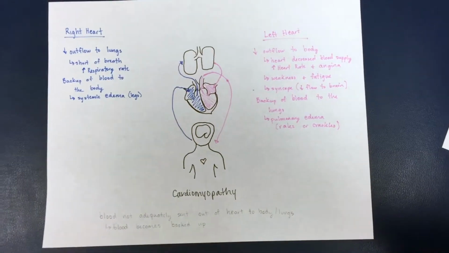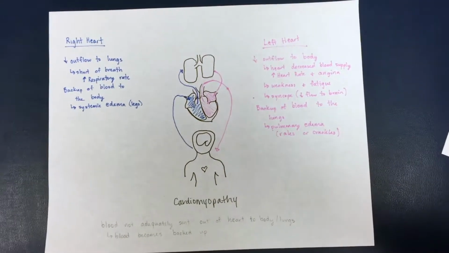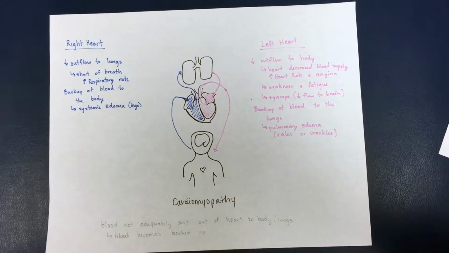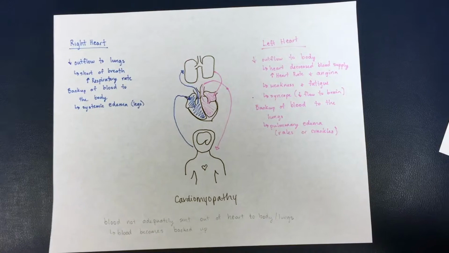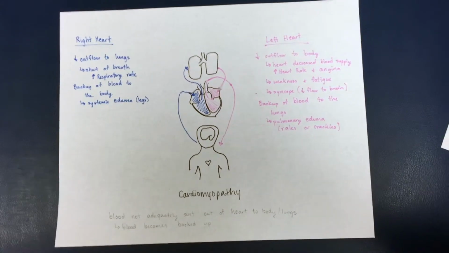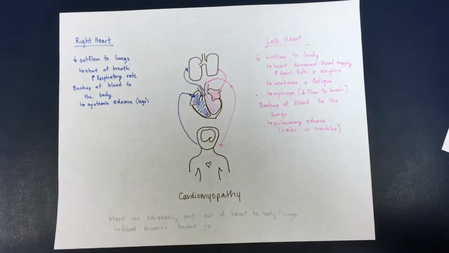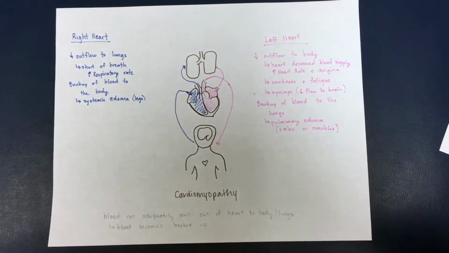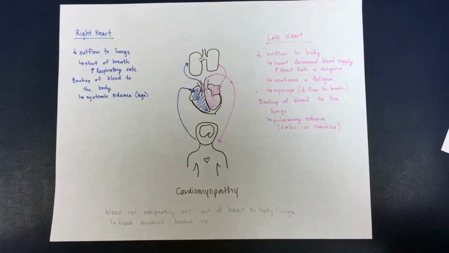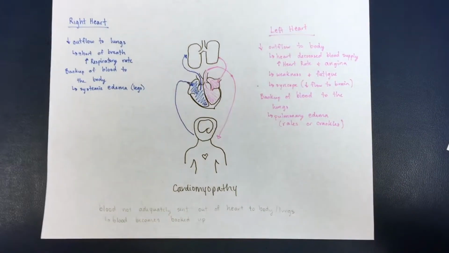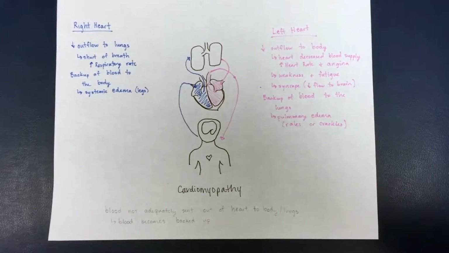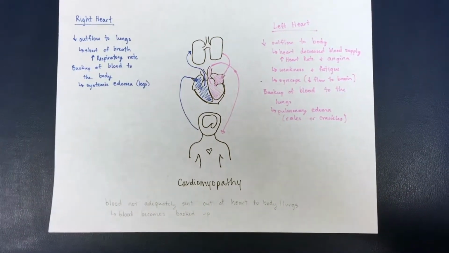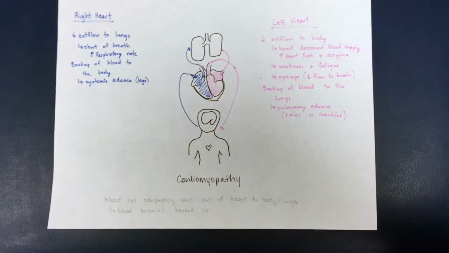If you have problems in the left heart, you're going to have a decreased outflow of blood to the body. Your heart is also going to have a decreased blood supply, which is going to cause the heart to have an increased rate of contraction, and you're also going to experience angina. There will be systemic weakness and fatigue, and then because of the decreased blood flow to the brain, you're also going to have a syncope, which is fainting, losing consciousness. With the decreased outflow to the body, you're going to have a backup of blood into the lungs, which can result in a pulmonary edema. You can hear this with different lung sounds called rales or crackles.